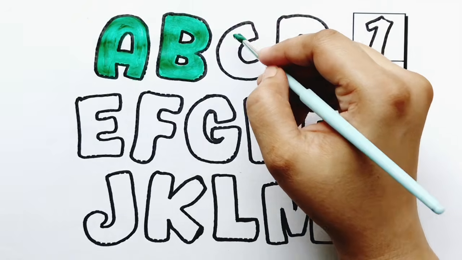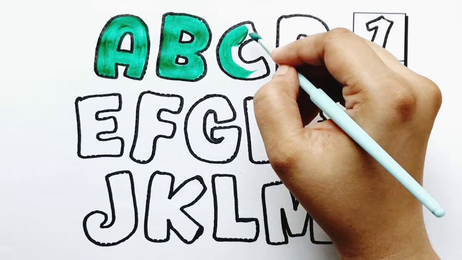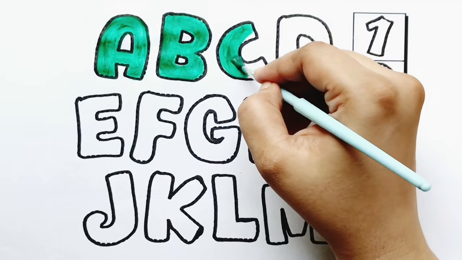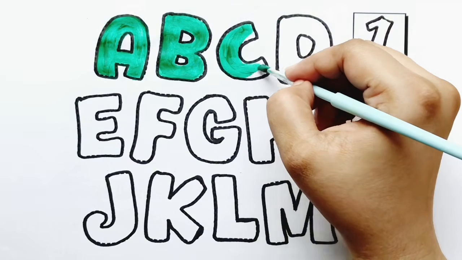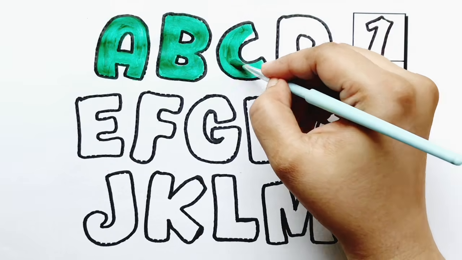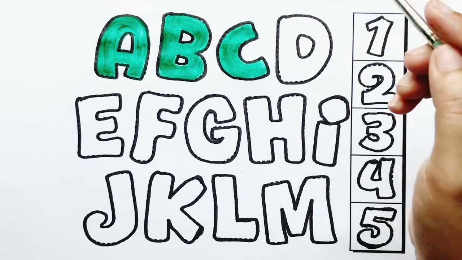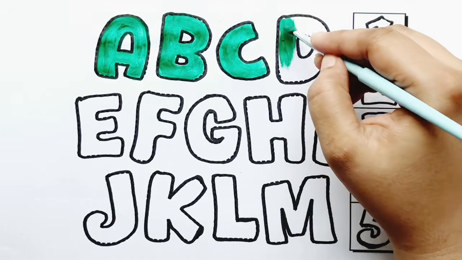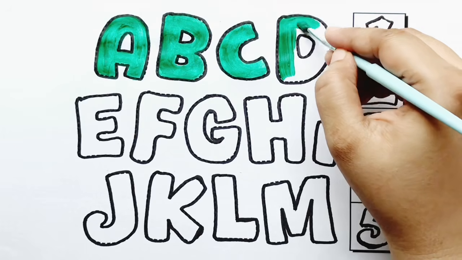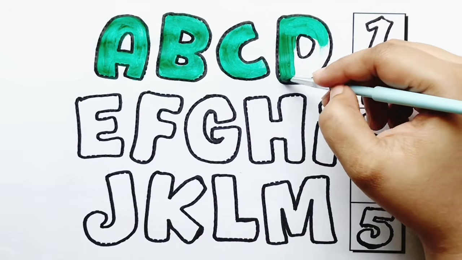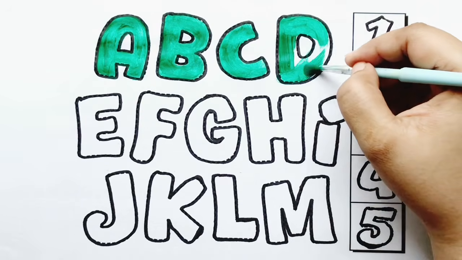A, B, C, D, E, F. C for cookies. I, J, K, L, M, N, O, P, Q, R, S, T, U, V, W, X, Y, and Z. D for donut. My ABCs. Next time won't you sing with me?